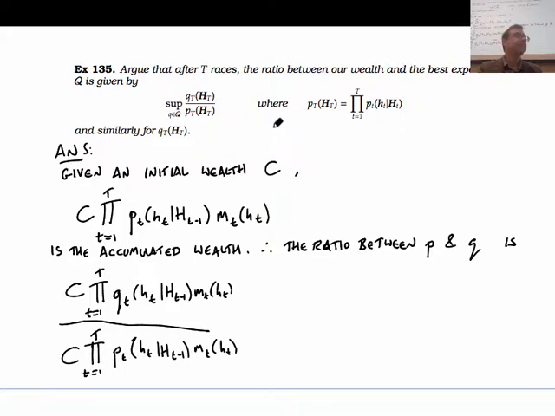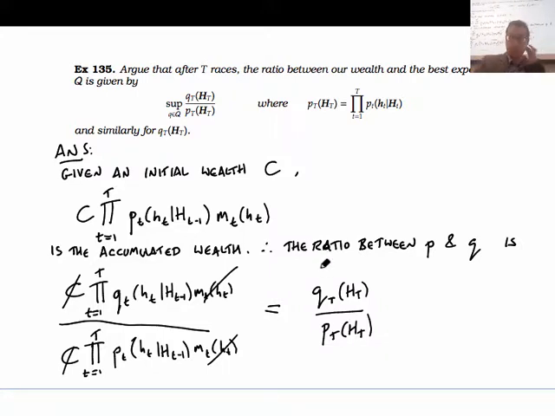And then you can notice some stuff cancels. The ratio between my wealth and their wealth, assuming we start with the same amount of money, cancels out. And the amount my money is multiplied by is the same as theirs. It's just that we place a different amount of money on initially, but the multiplying factor is the same for both, so that cancels as well. So all we're left with is this product, Q_t of H_t divided by P_t of H_t. And then obviously, if we want to consider the one that makes the most money, I just maximize this expression over the set of experts.